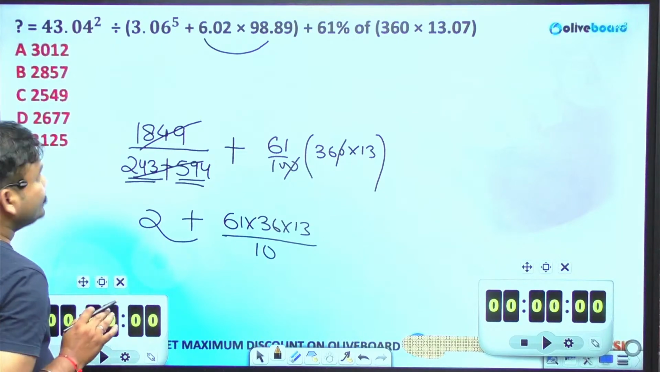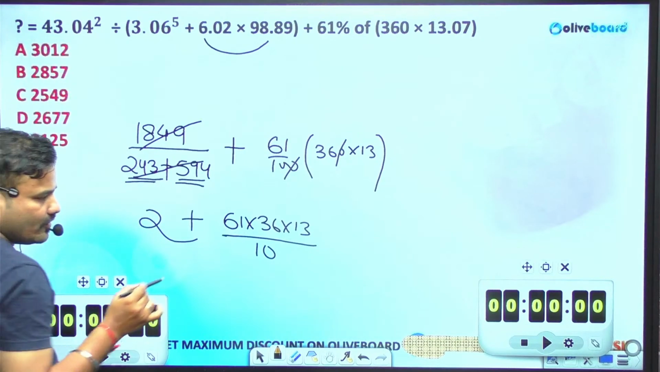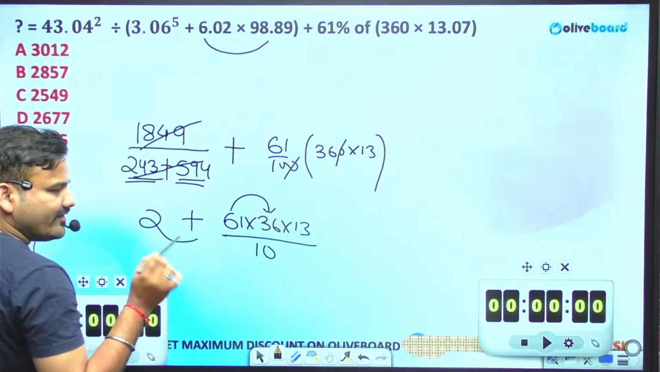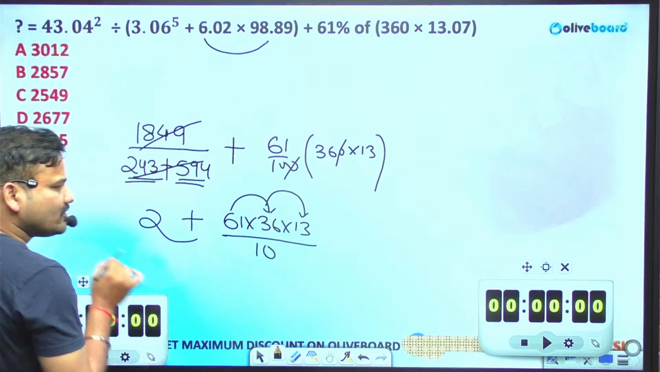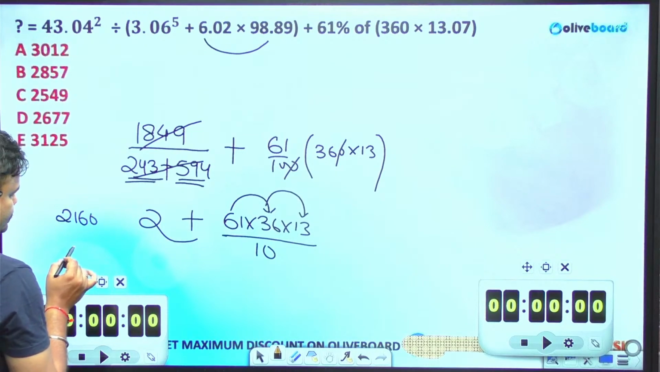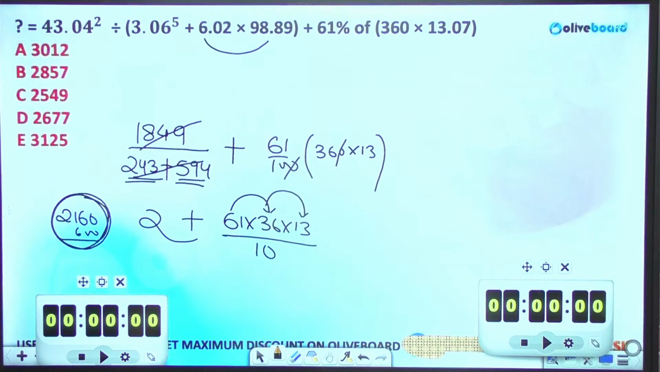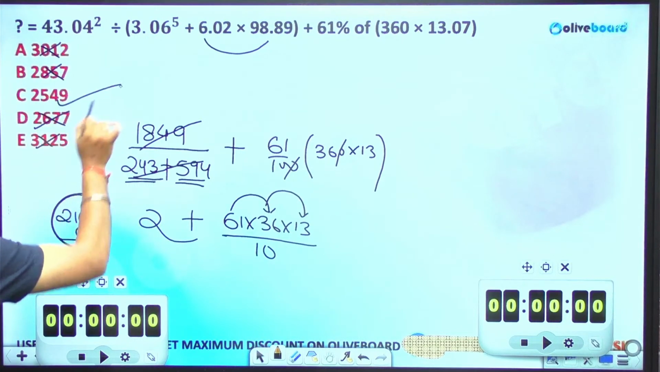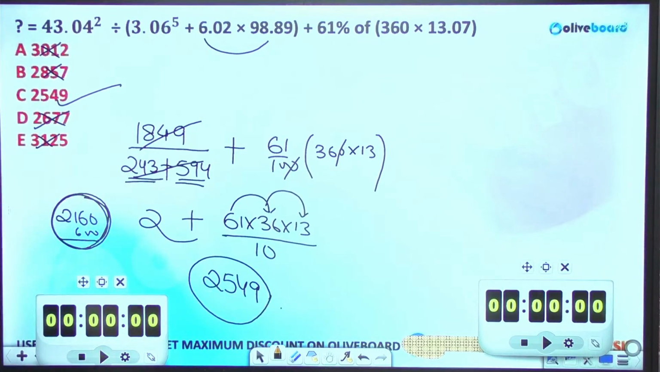Clear? This is neglected. Answers are far enough. 3, 1, 2, 5, 2, 6, 7, 7. So 36 into 6 is what? 72, 144, 216. 216 into 10 will be what? 2160. Plus 216 into 3 will be what? That is 600. So the answer will be almost equal to 2600, but less than 2600. So this is eliminated, this is eliminated, this is eliminated. This is more than 2600, so this is eliminated. So this will be the answer, 2549. Fine, 2549 will be the result.